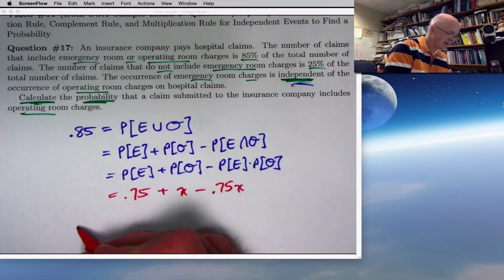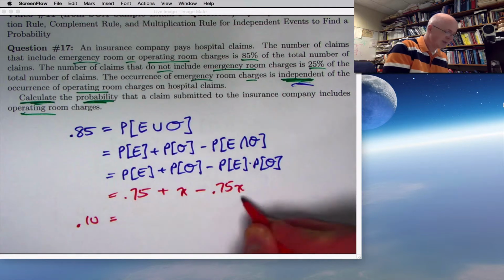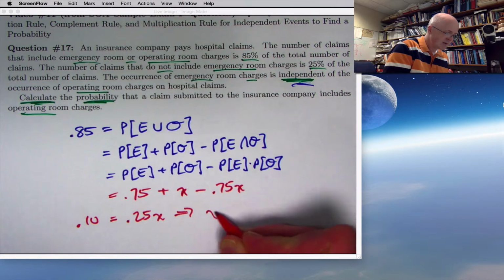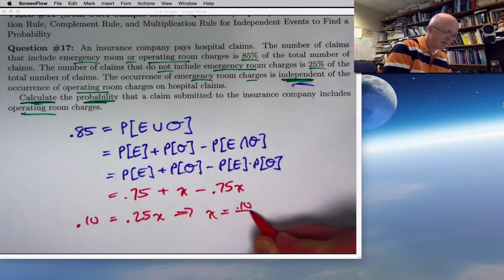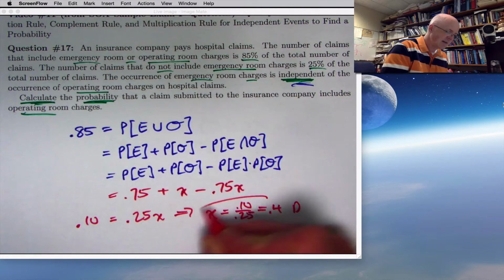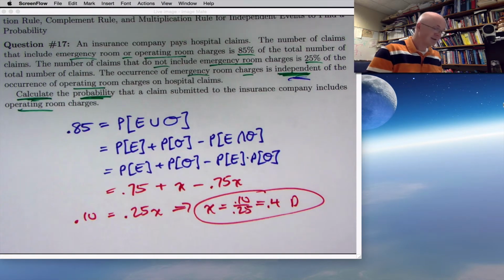Subtract 0.75 from both sides. X minus 0.75X is 0.25X. Divide both sides by 0.25. X is 0.10 divided by 0.25, that is 0.4, and that is choice D on the sample exam problems, okay? So there we did it.